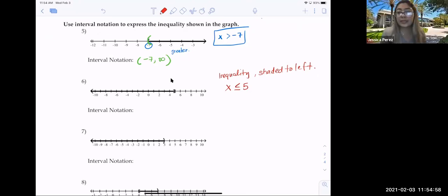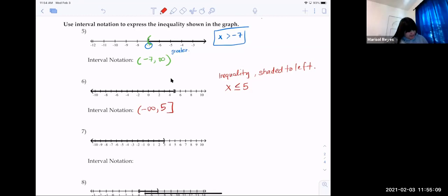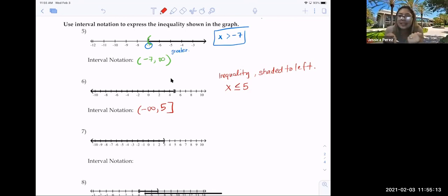Okay. Don't doubt your work. Exactly. Where is it coming from? It's coming from negative infinity. And remember, all the infinities come with a parentheses, all of them. And it stops at 5 and it has a bracket. So you know it has a bracket there. So it's negative infinity to 5. There it is. That's exactly right.